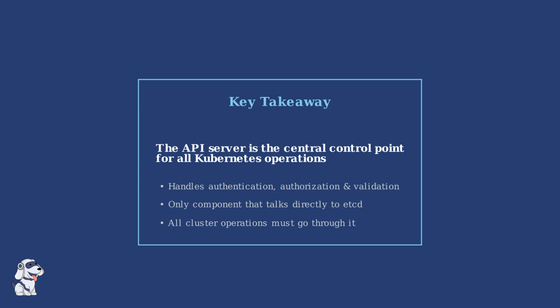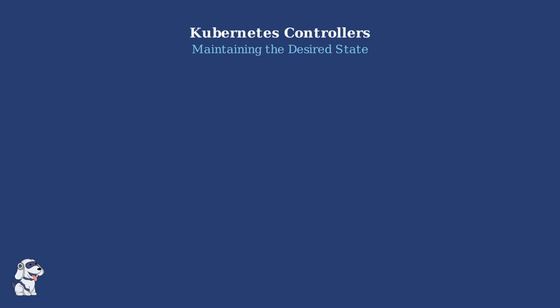It handles authentication, authorization, and validation. It's the only component that talks directly to etcd, and all cluster operations must go through it. Kubernetes controllers are like diligent workers, constantly monitoring your cluster. Think of them as supervisors who never sleep, always checking that everything is running exactly as you specified.